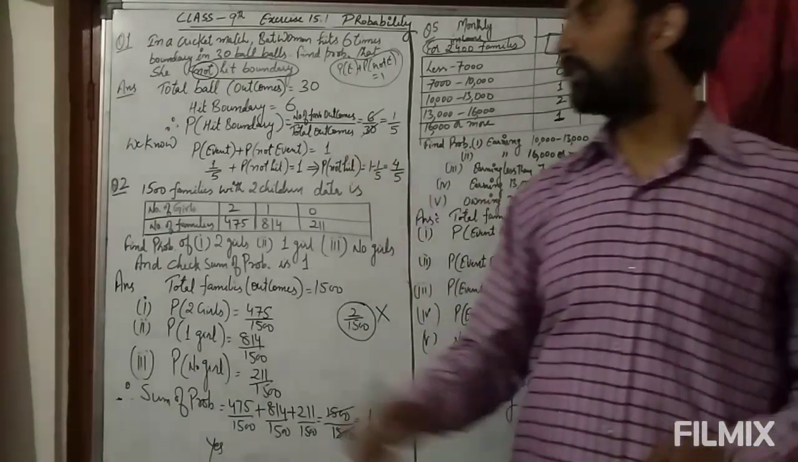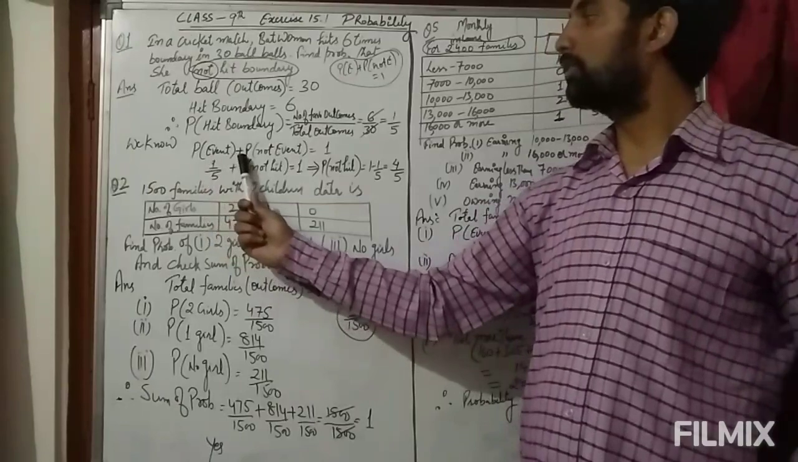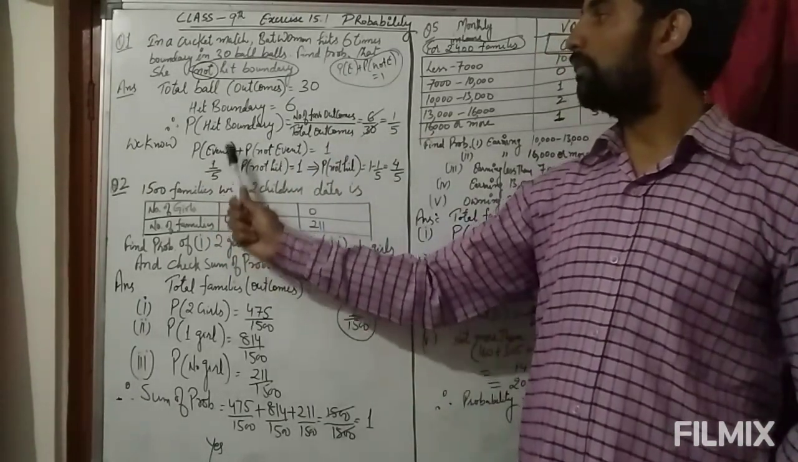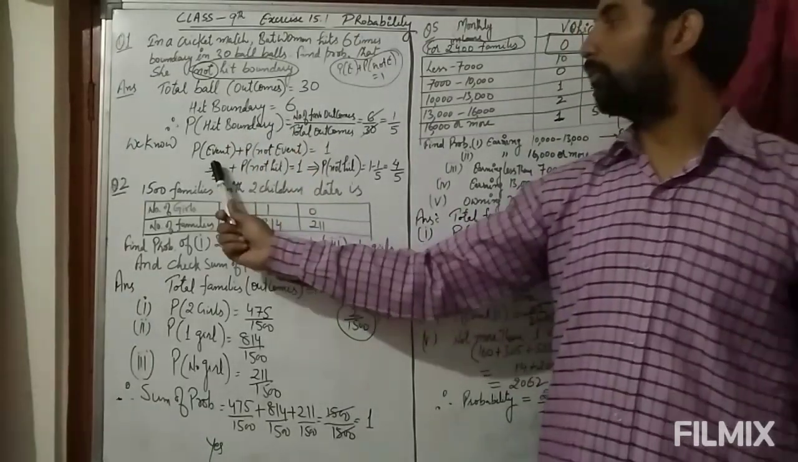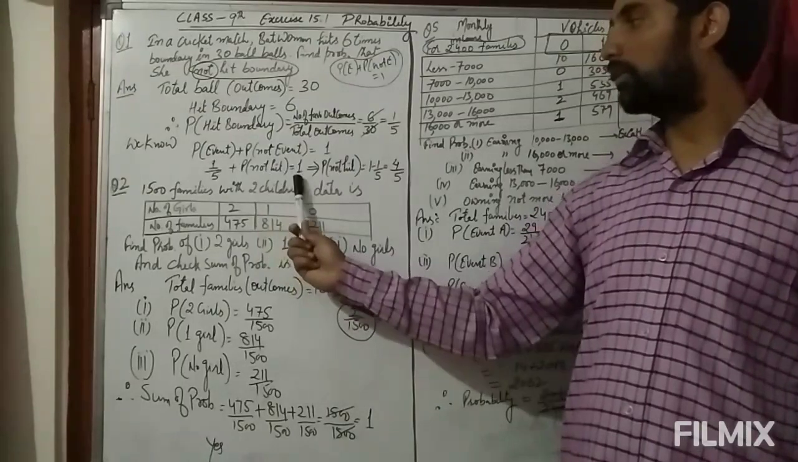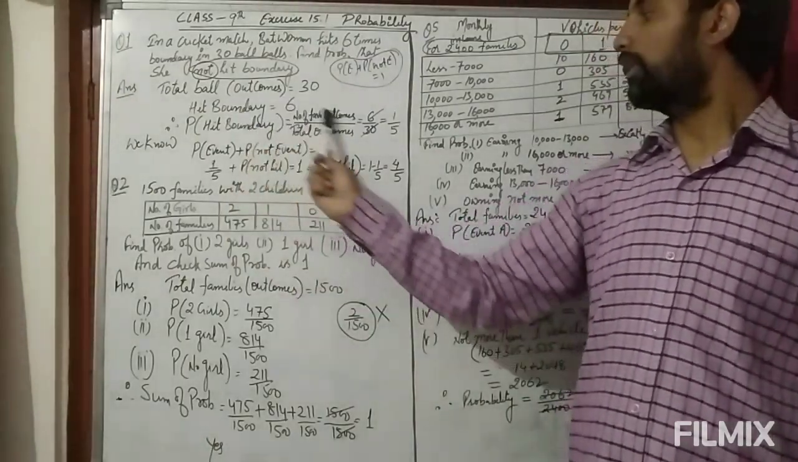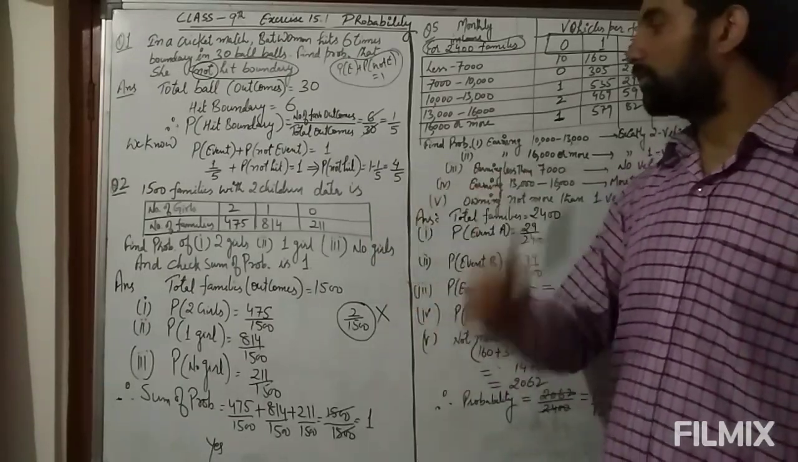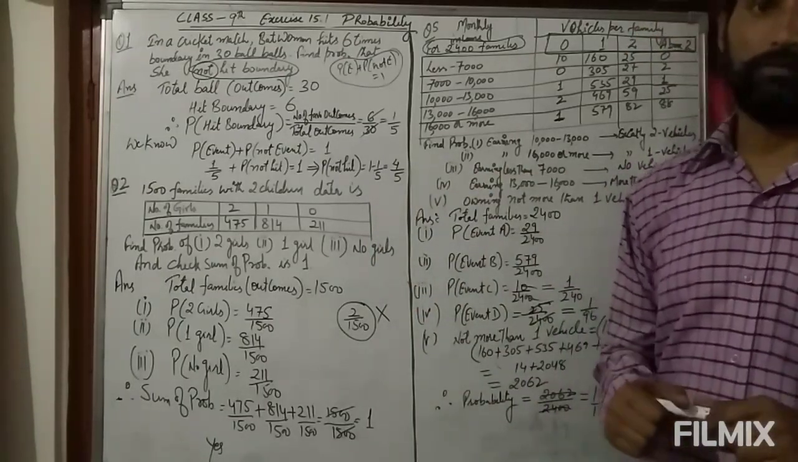Now here I am using that formula. The probability of event plus the probability of not event is equal to 1. Here the probability of the event, hitting the boundary, I already found as 1 upon 5. Not hitting the boundary, we have to find, so that plus 1 upon 5 equals 1. 1 upon 5 is shifted to that side, then it becomes 1 minus 1 upon 5. So the answer becomes 4 upon 5.